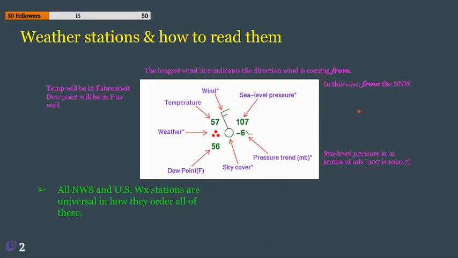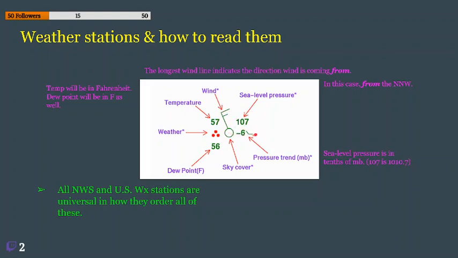So first, obviously, is the weather station itself and how to read it. This will be the layout of a weather station here. All National Weather Service, and therefore US, weather stations are universal in how they order all of this. So you have your temperature. This will be in Fahrenheit, and dew points will be in Fahrenheit as well. You have your wind line, and this line indicates the direction the wind is coming from, not where the wind is going to. So the wind is coming from the north-northwest in this example.